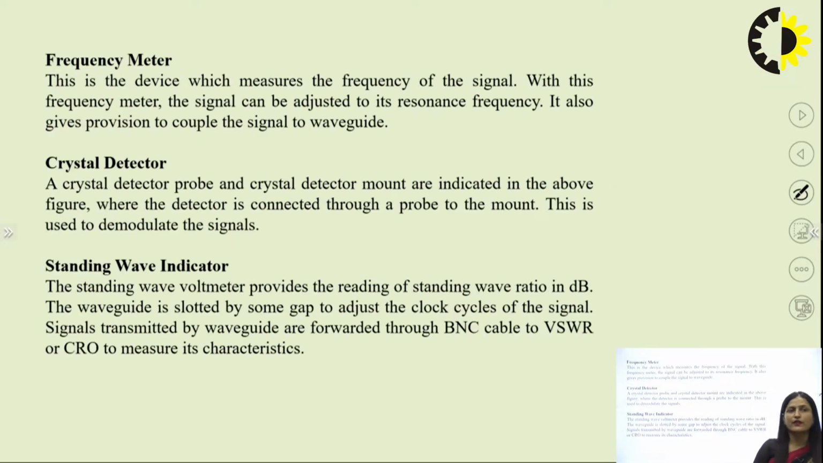Next is the standing wave indicator, also called the VSWR meter. The standing wave voltmeter provides the reading of the standing wave ratio in dB. It will provide SWR readings. The waveguide is slotted by some gap to adjust the clock cycles of the signals. Signals transmitted by the waveguide are forwarded through your BNC cable, connected with BNC connectors, to the VSWR meter or CRO to measure its characteristics.